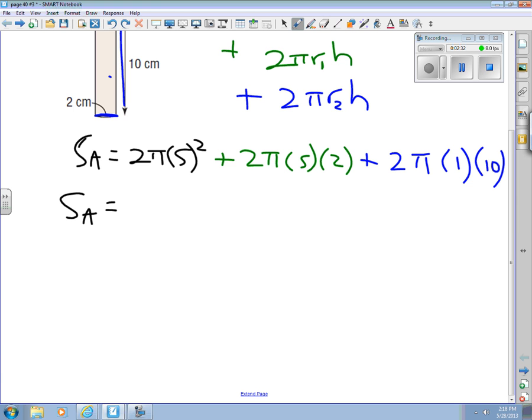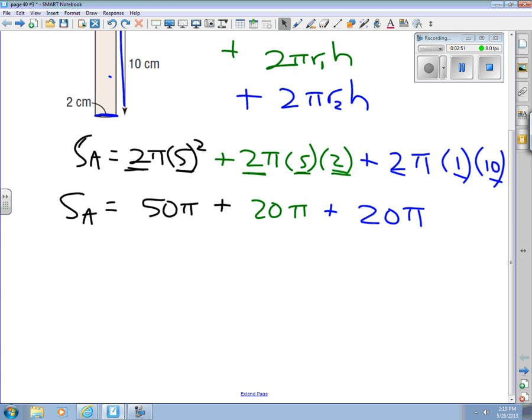I know 2 times 5 squared is 2 times 25. So that's 50 times pi. Plus, this part here is 2 times 5 times 2. 2 times 5 times 2 is 20. So that's 20 times pi. And this part here is 2 times 1 times 10, which is also 20 times pi. Now I can kind of treat these like pieces of algebra, like they're all like terms. So that's 50 pi plus 20 pi plus 20 pi is 90 pi.